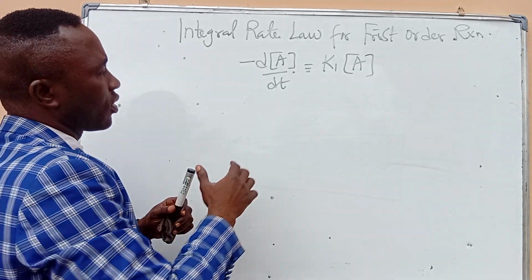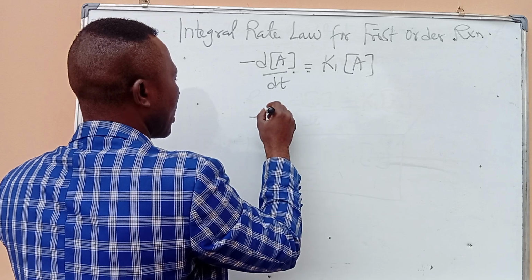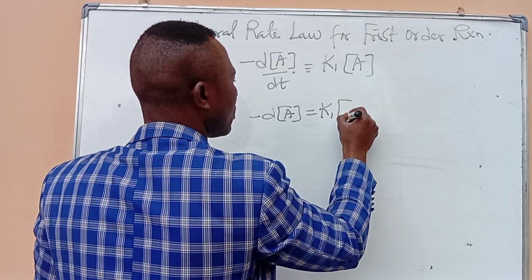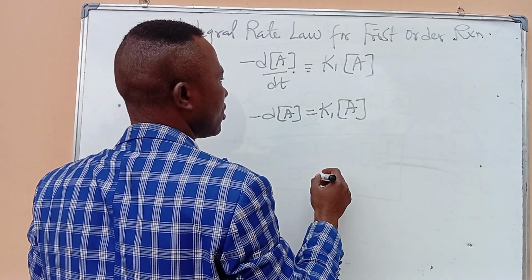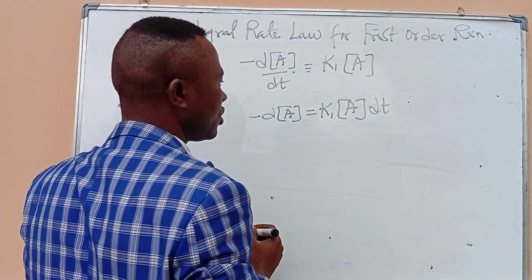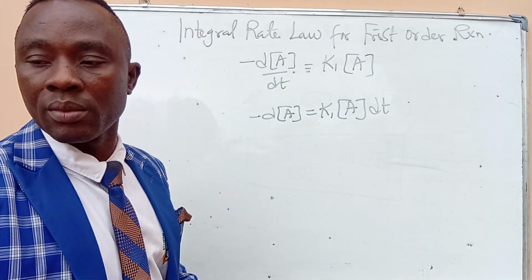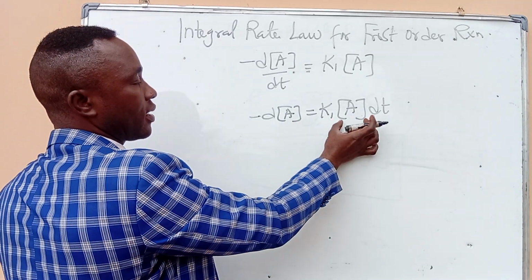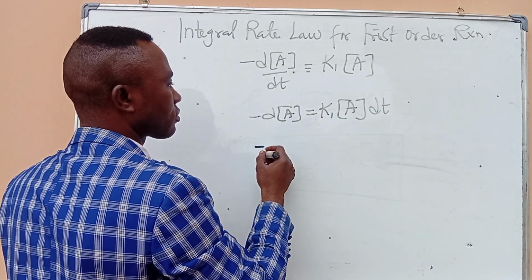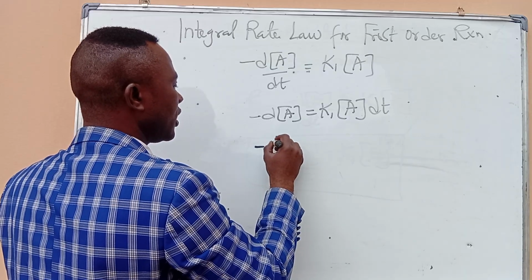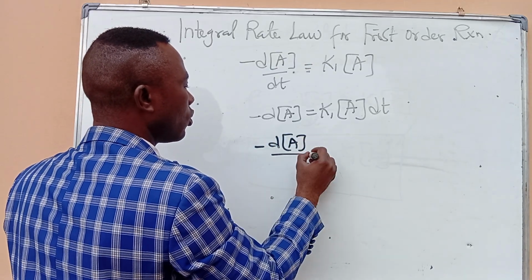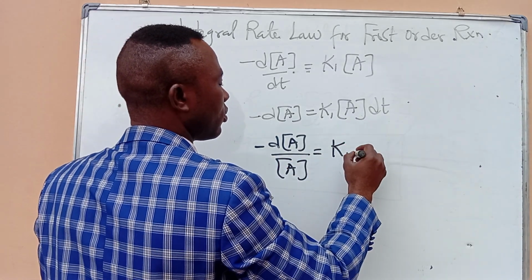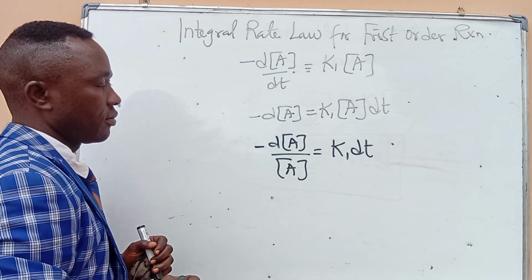Now we can rearrange before we integrate. If we cross multiply, you see that our change in concentration of A becomes equals to K1 concentration of A, the reactant, multiplied by change in time. Now, if we divide both sides by A, we'll be having minus change in concentration of A over concentration of A equals K1 multiplied by change in time.